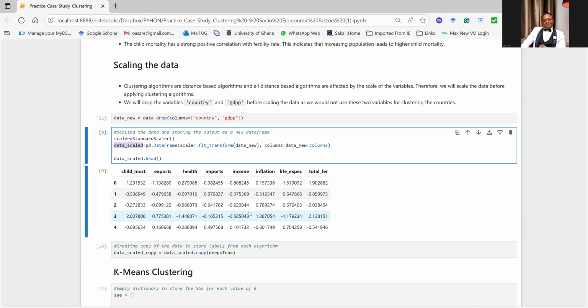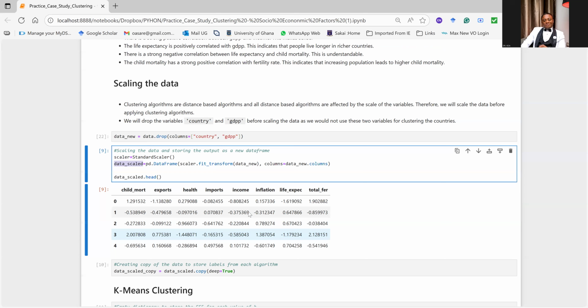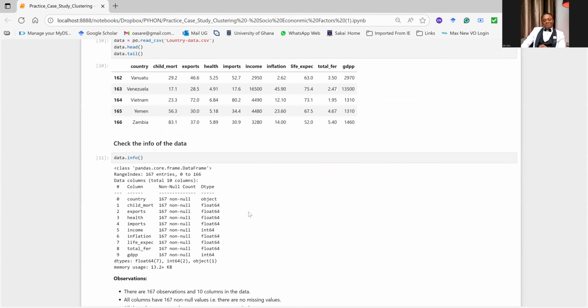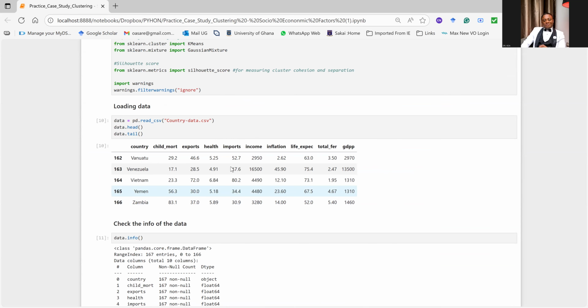They are all around the same figure. Check it. Go to the top of the data set, the original one. And in this original data, look at some of them. Some of them are 46, some of them are 72, some of them are even 4,480, some of them are 60,000. So some are too big, some are too small.